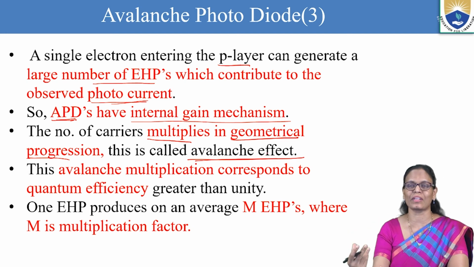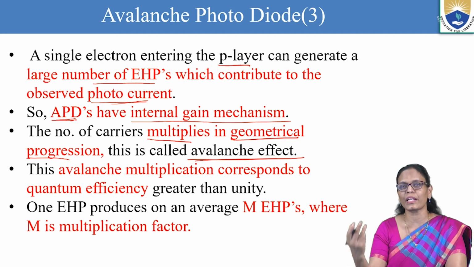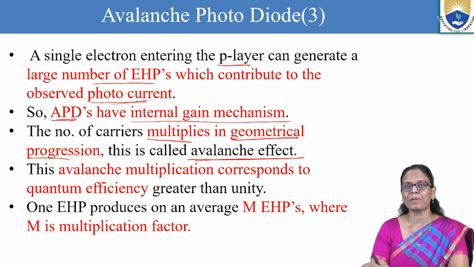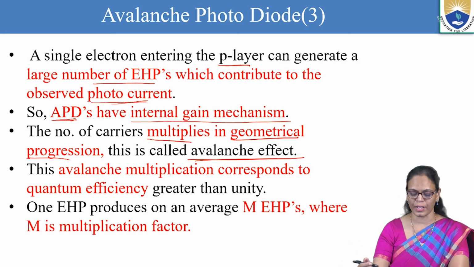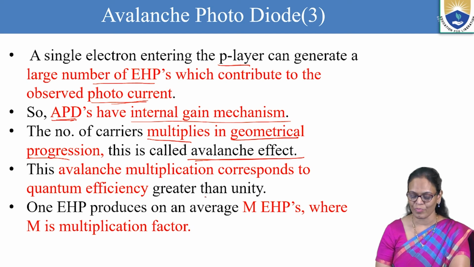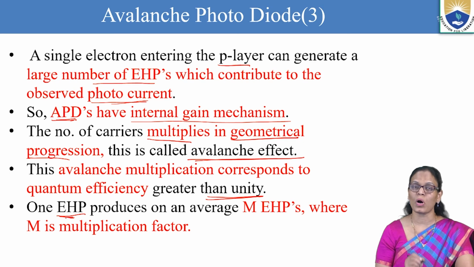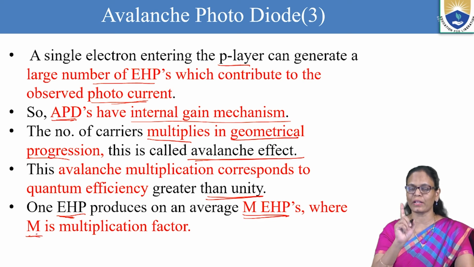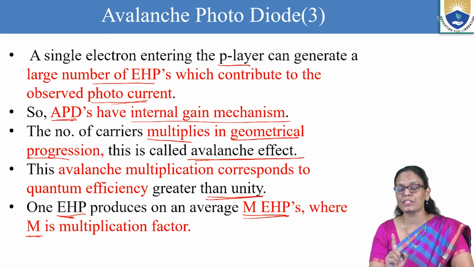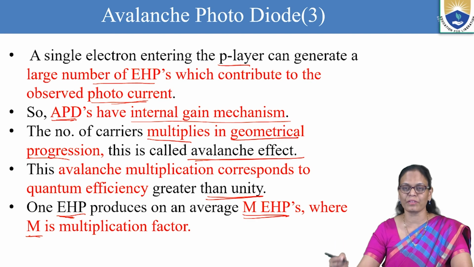Why are we calling it the avalanche effect? Because the effect is very high, because here multiplication in geometric progression is occurring. And this avalanche multiplication corresponds to a quantum efficiency which is greater than unity. If you see, one electron hole pair on average will generate m electron hole pairs, where m is a multiplication factor. So I take one electron hole pair, and that will not generate one electron hole pair, but m electron hole pairs.